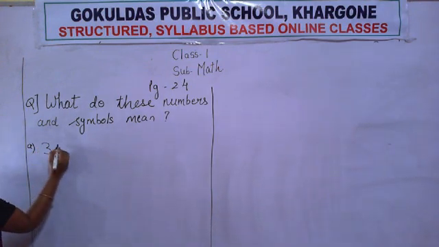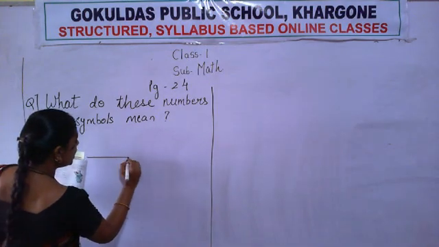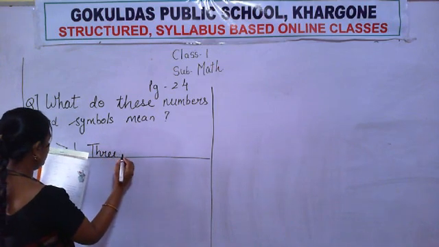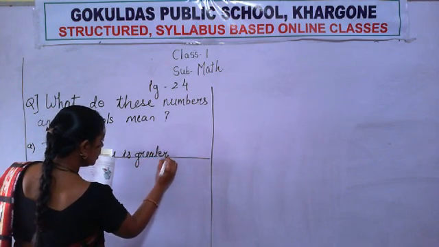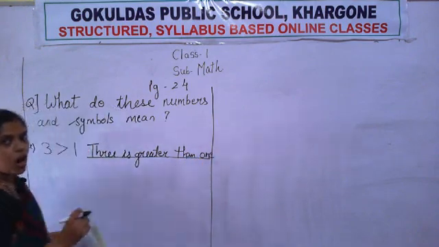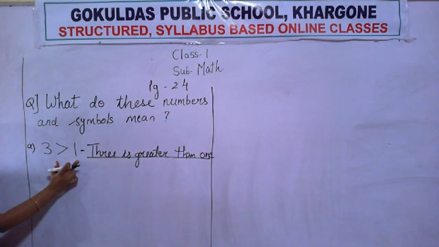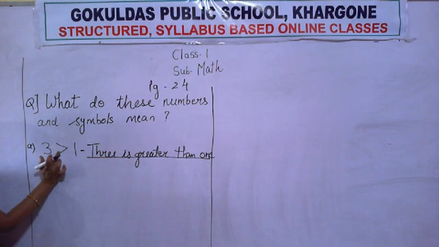First write A. First is 3, then the symbol, then 1. Then one line is written here. What is that line? 3 is greater than 1. How do you read this? We read it as 3 is greater than 1. What is this sign? This sign is the sign of greater. So 3 is greater than 1.